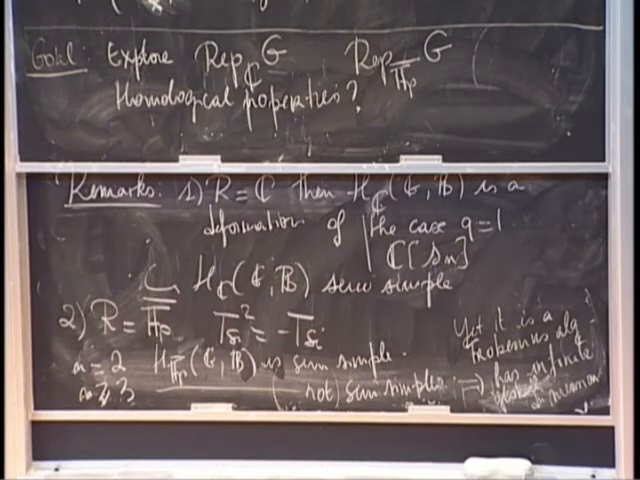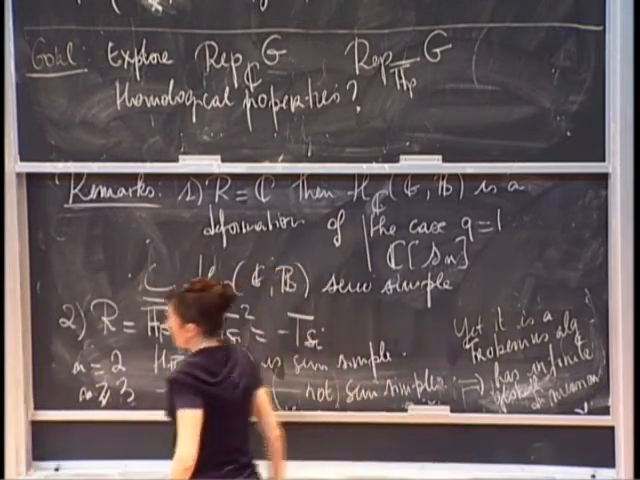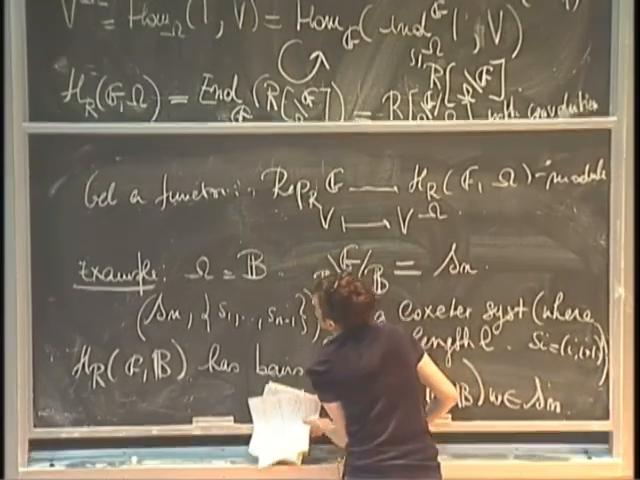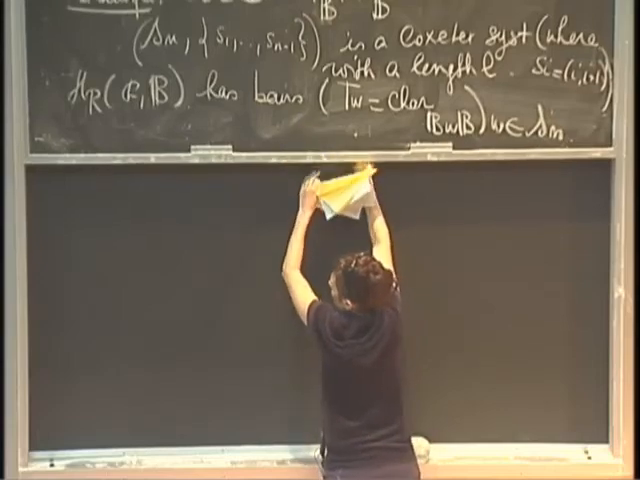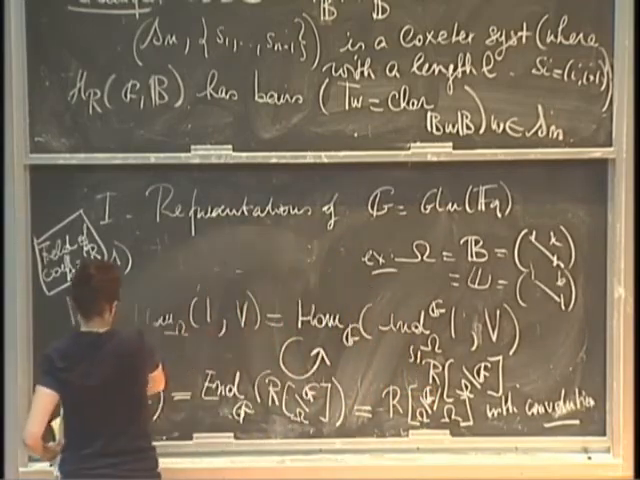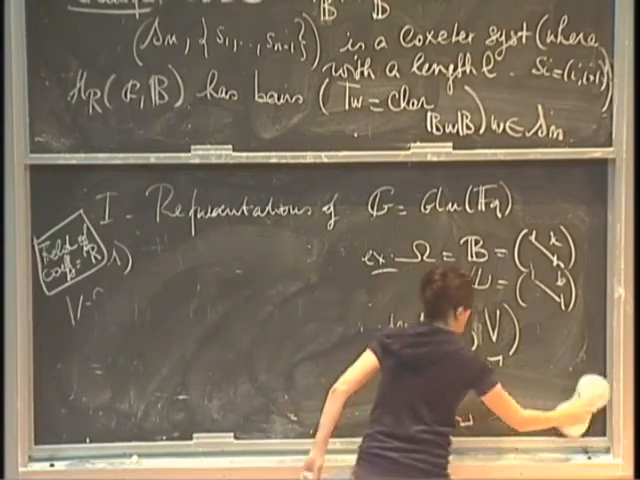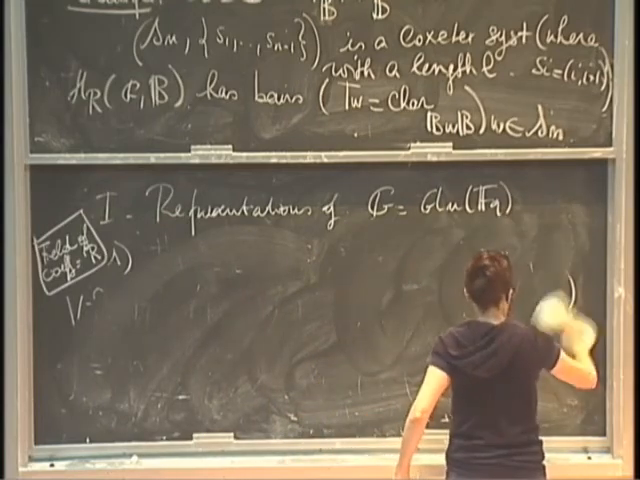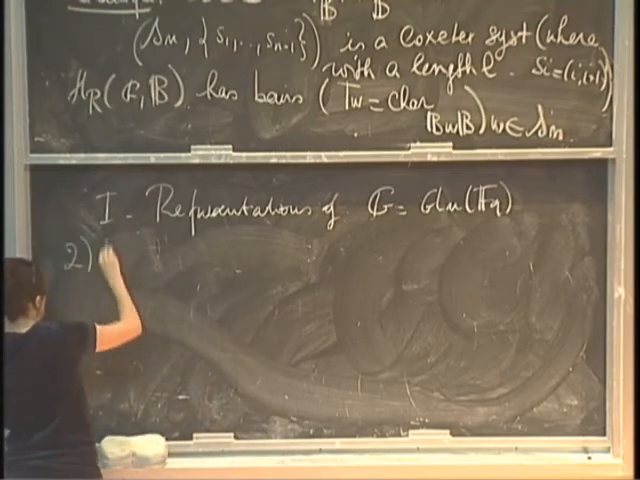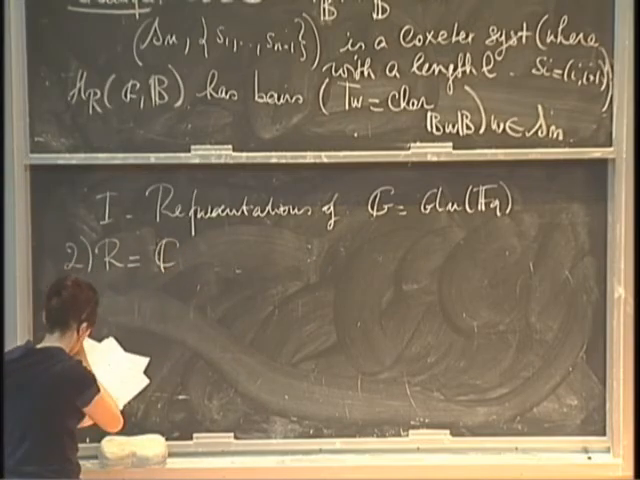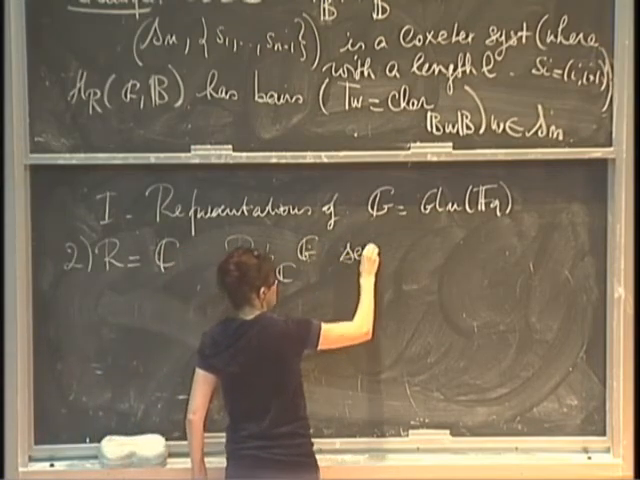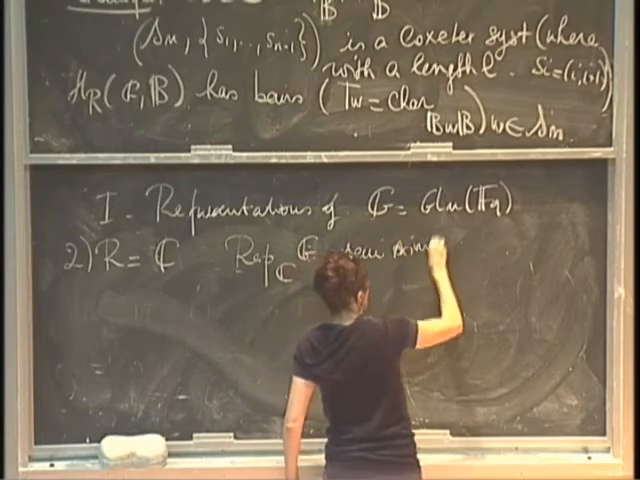But let's get back to the complex case and see what we can say, given that we seem to be successful in understanding the Hecke algebra. So now I take R equals C here. Obviously this is a semi-simple abelian category.